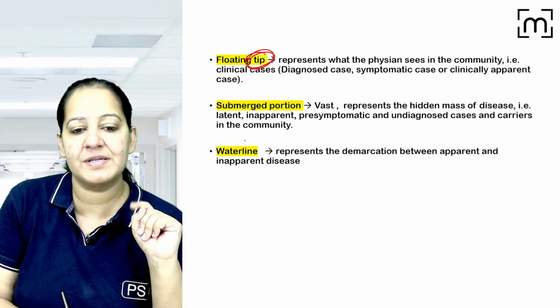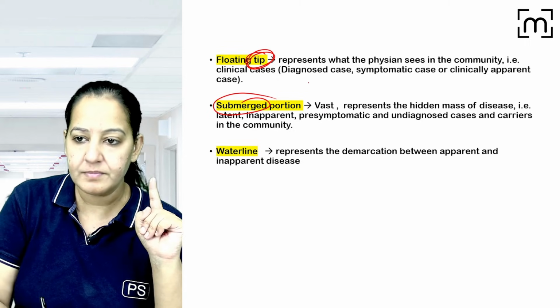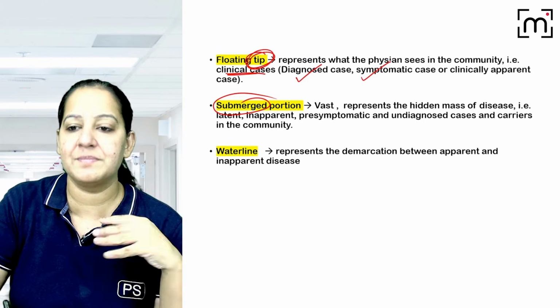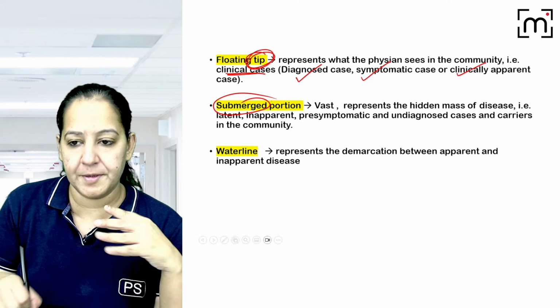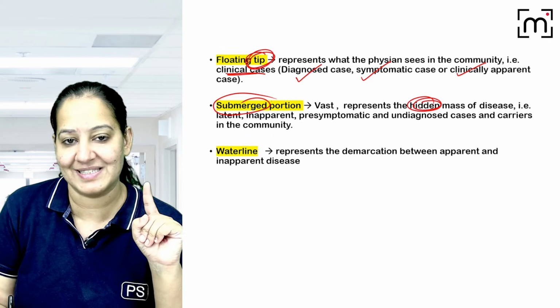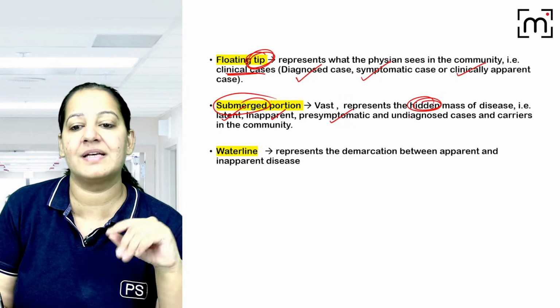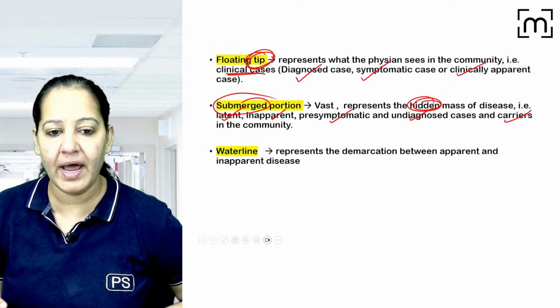What does the floating tip represent? What does the submerged portion represent? The floating tip is representing the clinical cases. It can be diagnosed cases, symptomatic cases, or clinically apparent cases. And the submerged portion is representing the hidden cases. It can be latent cases, inapparent cases, pre-symptomatic cases, undiagnosed cases, or carriers. So these are the hidden cases, right?